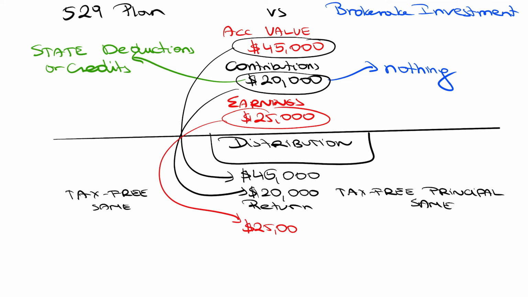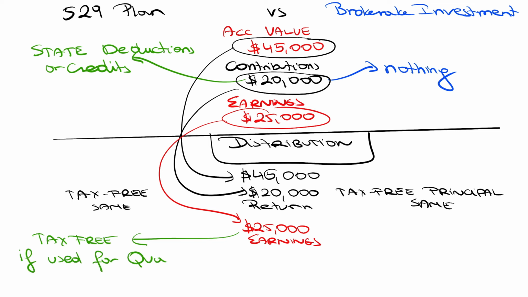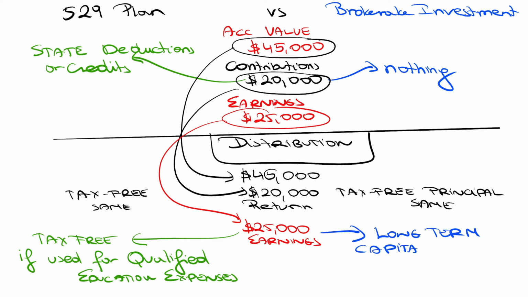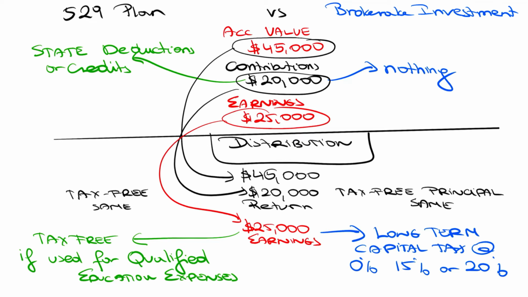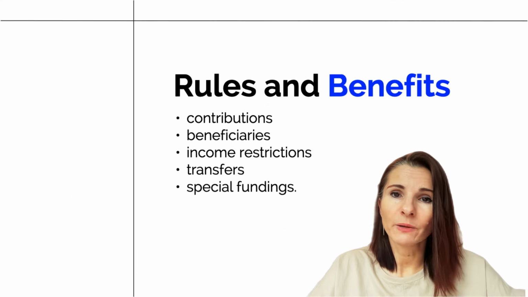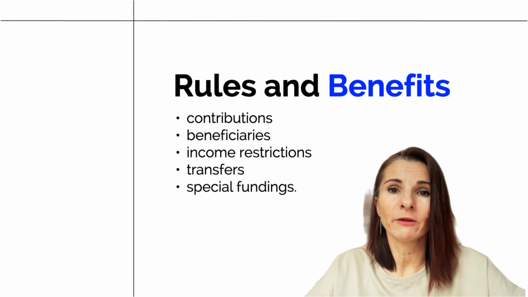However, the $25,000 in earnings on this investment is treated differently. Under the 529 plan, this is going to be tax-free as long as you use these funds for qualified education expenses. However, under a normal brokerage investment, that amount can be taxed as long-term capital gains at 0, 15, or 20%. Let's learn about some of the specific rules and benefits.